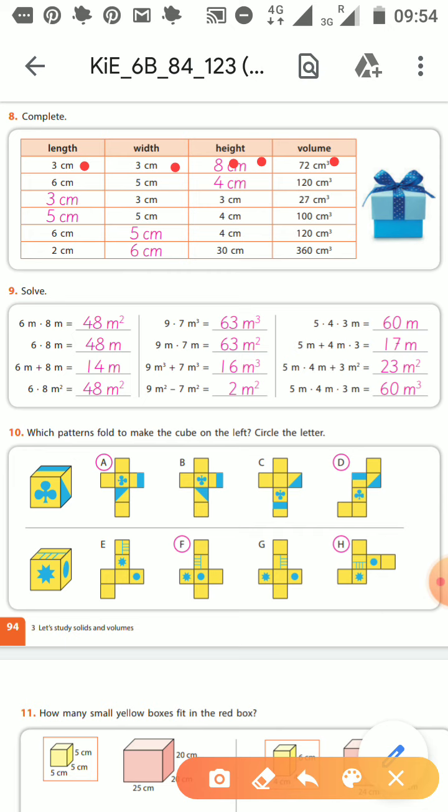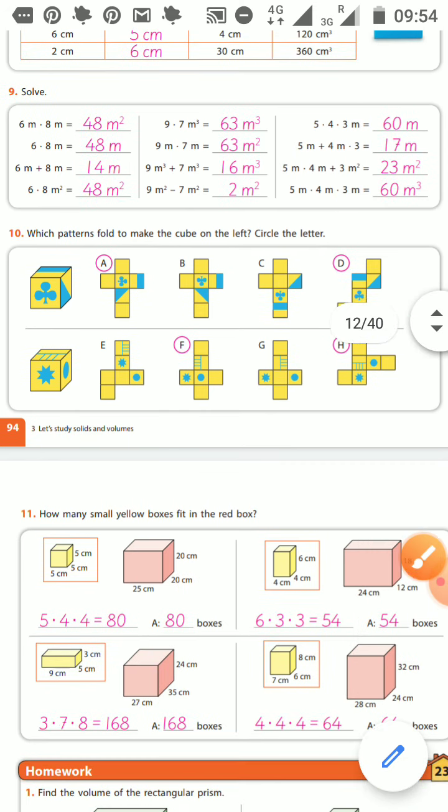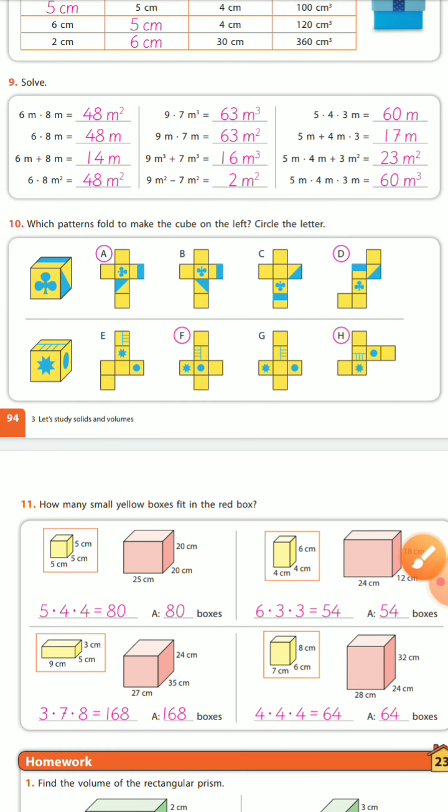Okay. Second one, you know the answer is 120. You're given 2 numbers, 6 and 5. 6 times 5 is 30. So what do you times by 30 to get 120? It's 4 centimeters. Okay. Easy. These are straightforward multiplication questions.